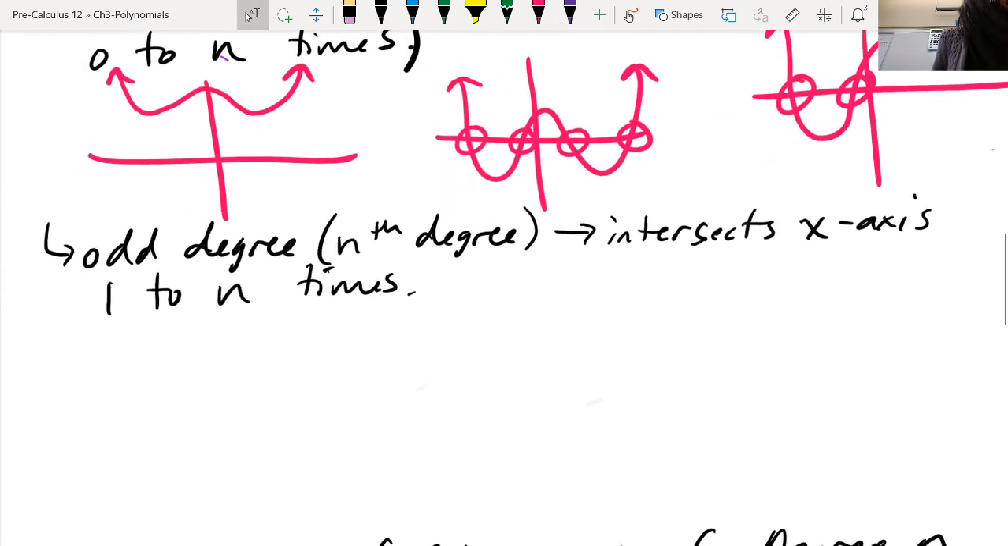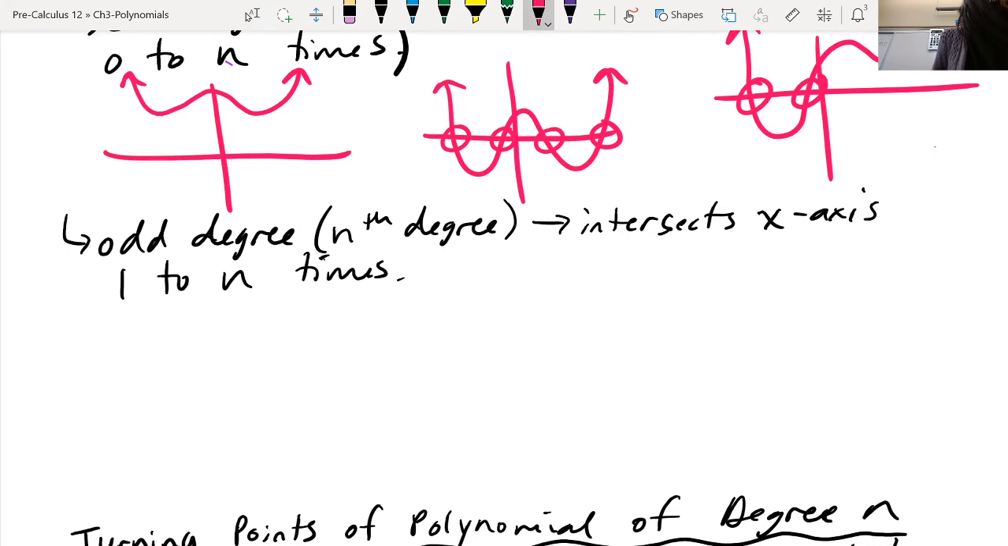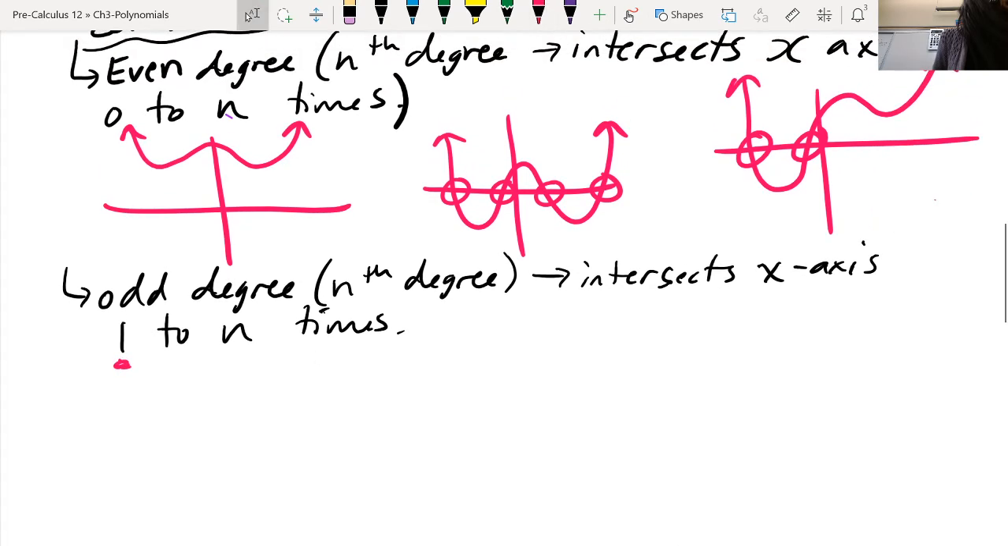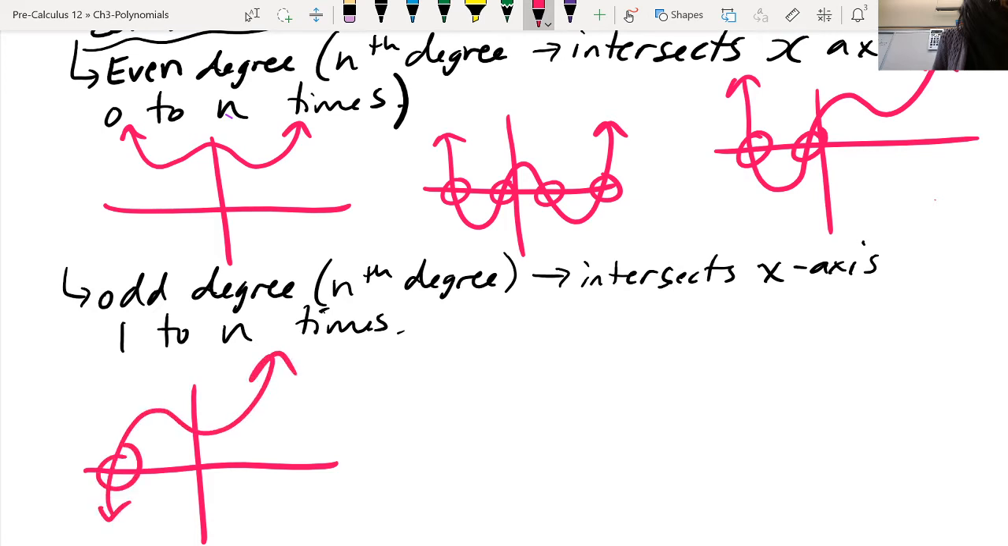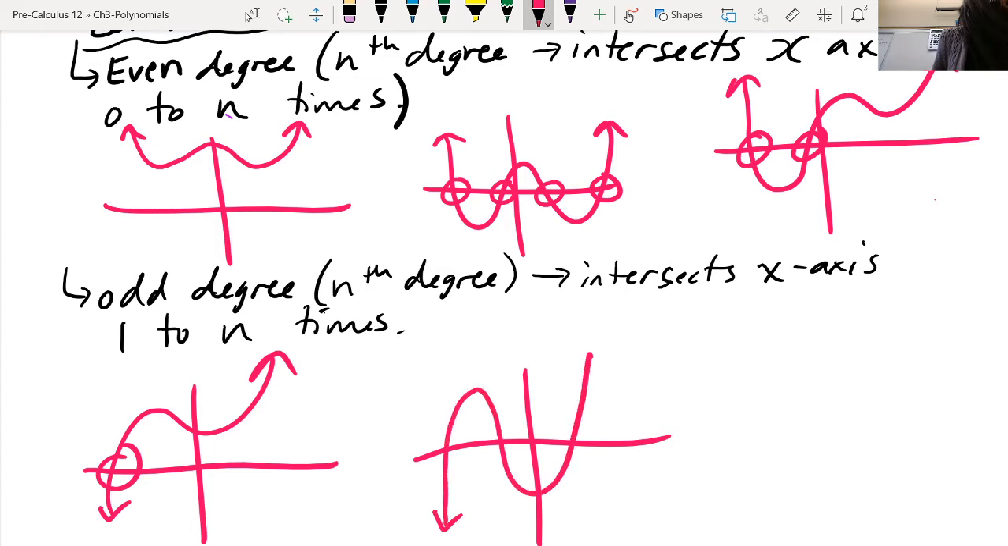If we have an odd degree, then it intersects the x-axis a minimum of 1 time. So notice in the last one it was 0, up to n times. So if we're talking cubic, then it would be 1 to 3 times. If I'm talking x to the power of 5, then it would be 1 to 5 times. And the reason for that, let's take a look at this, is if I have just 1 time, then it could take on a form kind of like this, where it's only crossing there once. But if I have instead 3 times, like a cubic, it could go like this, where it's crossing 1, 2, 3 different times.